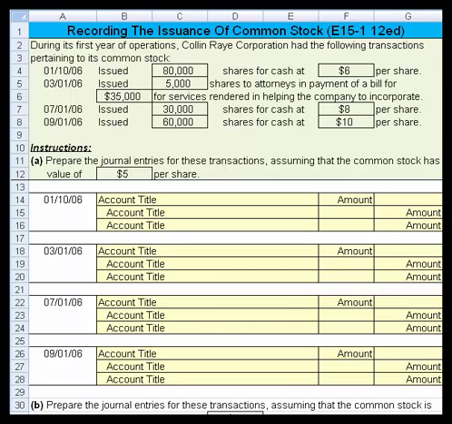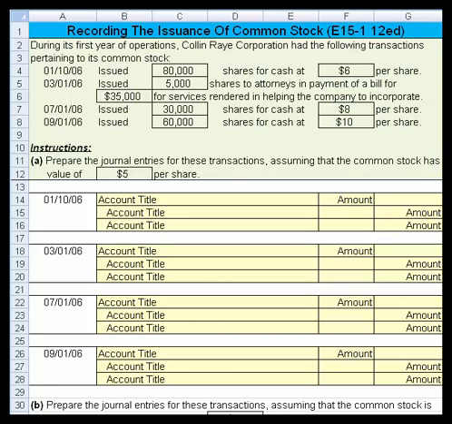Okay, let's take a look at this problem, which deals with recording the issuance of common stock. During its first year of operations, Colin Ray Corporation had the following transactions pertaining to its common stock. On January 10th, they issued 80,000 shares at $6 per share. On March 1st, they issued 5,000 shares to attorneys in payment for a bill for $35,000 for services rendered in helping the company to incorporate.